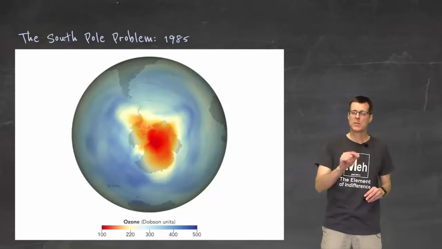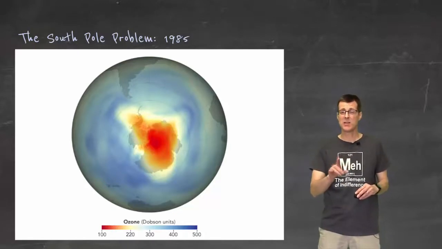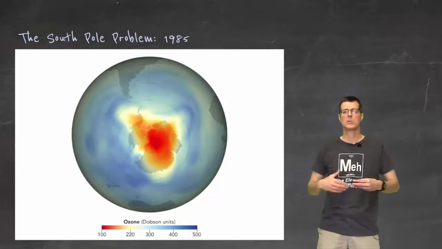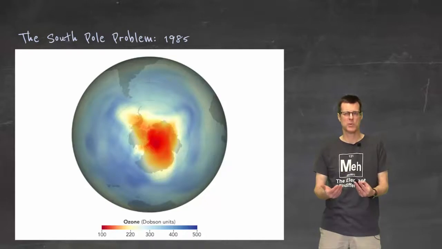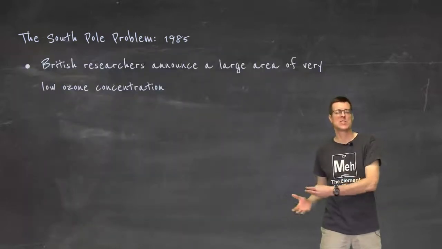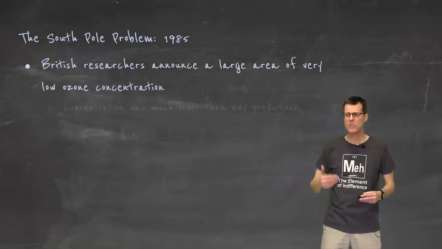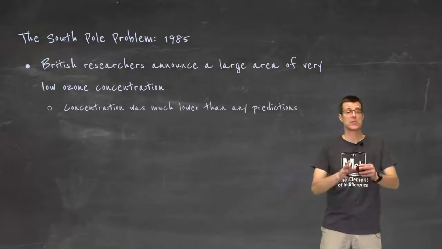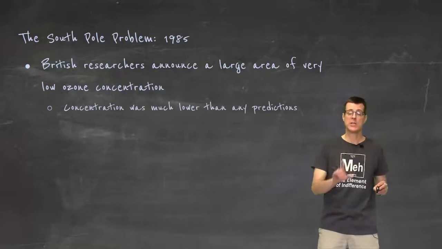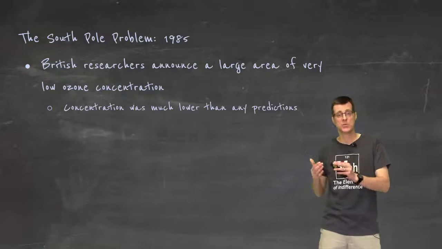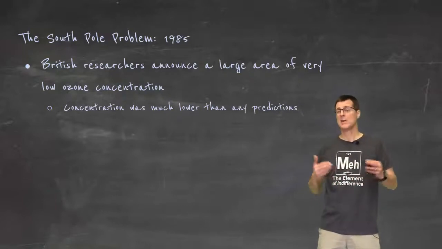Now, here's the thing about the South Pole. There's not a lot of air conditioners at the South Pole, and there's not a lot of people using hairspray. So the release of CFCs at the South Pole is pretty much non-existent. So the CFCs got there somehow. Okay, so the concentration was much lower than any of the predictions. So here's the deal. The science was flawed because reality was worse than what the science thought, not the other way around.